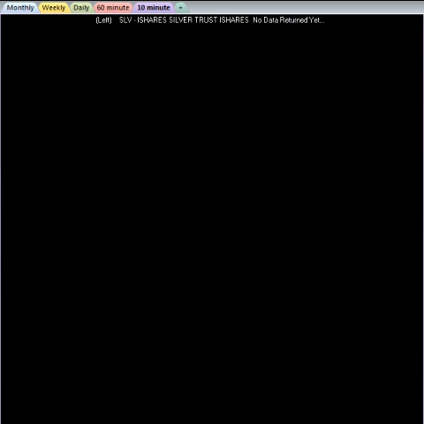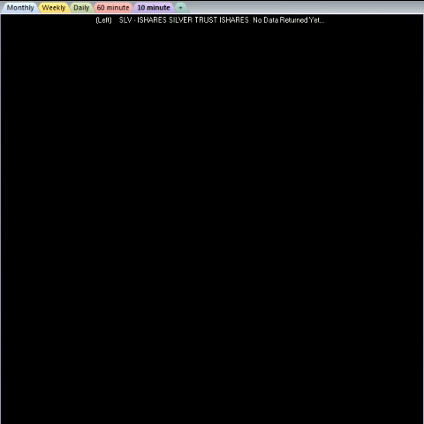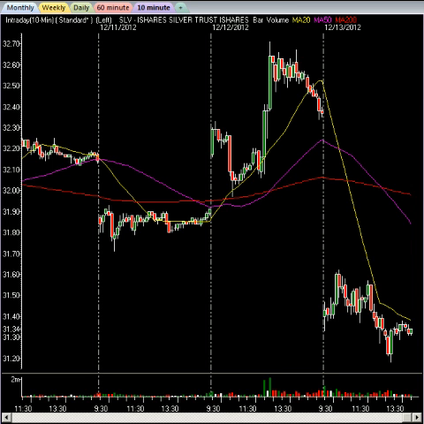SLV is also, which is silver, getting hit today. This is actually a big drop on silver, down $1.03 on the SLV. It's only a $30, $32 ETF as of the start of today. So I mean that's a big drop there. All right, so we'll go from there and see what else is going on.